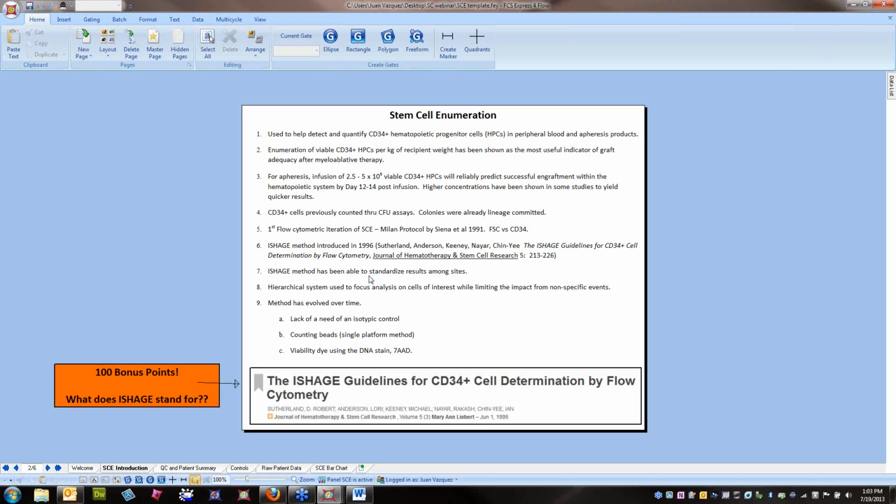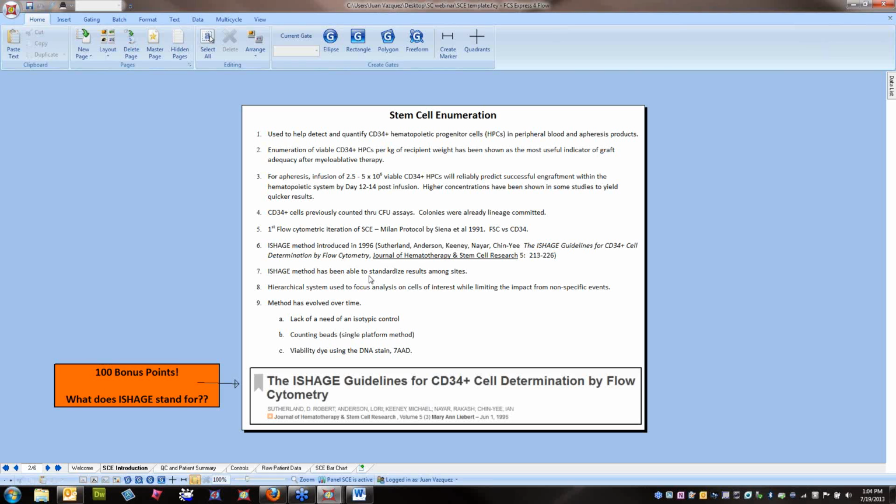In the early 90s, the first flow cytometric iteration of a stem cell enumeration assay was developed in Italy, by what is now known as the Milan Protocol by Salvatore Siena. It was essentially a 3-parameter assay where you're looking at forward scatter, side scatter, looking at all your events above debris, and then taking those events and looking to see what was CD34 positive. Now, the issue with that was that it wasn't overly specific because there were some non-specific events in there.